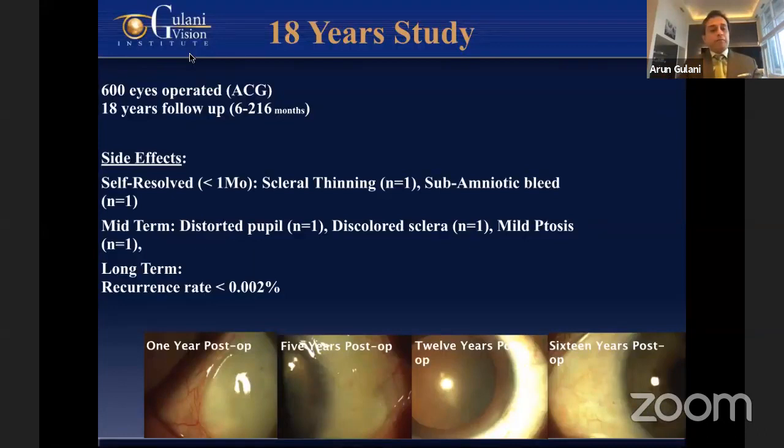Our study, a quick brief overview of the study. Basically, I have seen midterm issues: one patient with a distorted pupil, one patient with discolored sclera, mild ptosis in one that self-resolved, scleral thinning with amniotic, and one recurrence in our case series in this study.